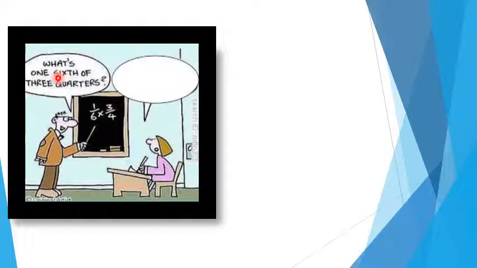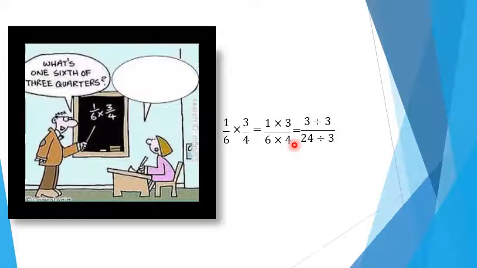Now, what's 1/6 of 3/4? 1/6 means 1 over 6. Of means multiplication. 3/4 is 3 over 4. How to find the answer? We have multiplication of two fractions. So what to do? Multiply the numerators by each other and the denominators by each other. So 1 times 3 is 3, and 6 times 4 is 24.